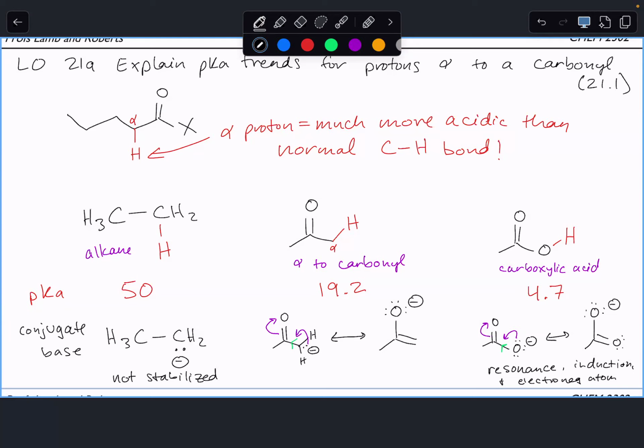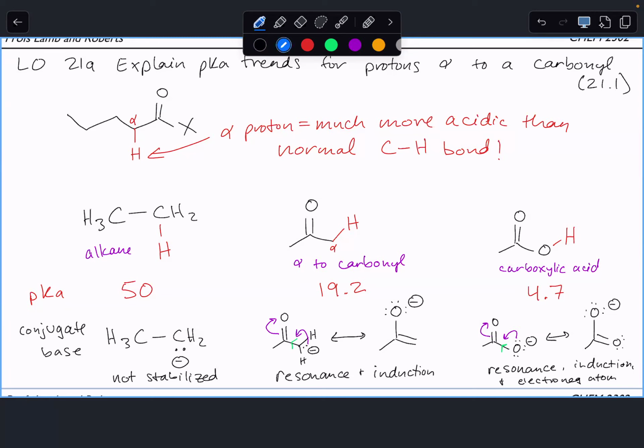So this looks a lot happier, right? Now we have that negative charge on the oxygen, which is better because oxygen is that electronegative atom. And in general, resonance stabilization is good. And so here we also have that resonance and induction, and a little bit of that electronegative atom, but only in one of the resonance structures, not both.